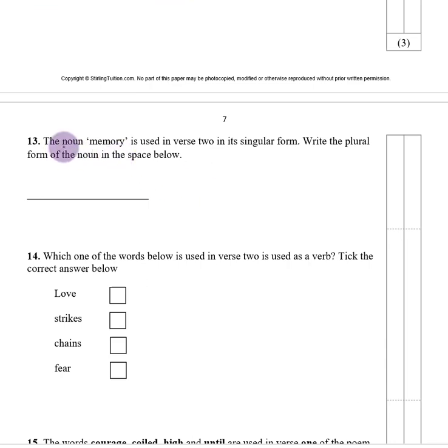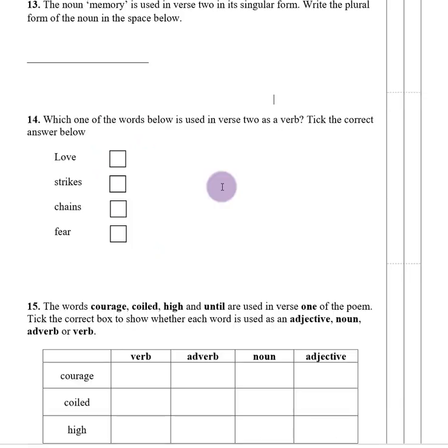Number 13, the noun memory is used in verse 2 in its singular form. Write the plural form of the noun in the space below. So we need to do the plural of memory. The plural of memory is memories. So one memory, two memories. So this one is spelt dropping the Y and adding IES, memories.